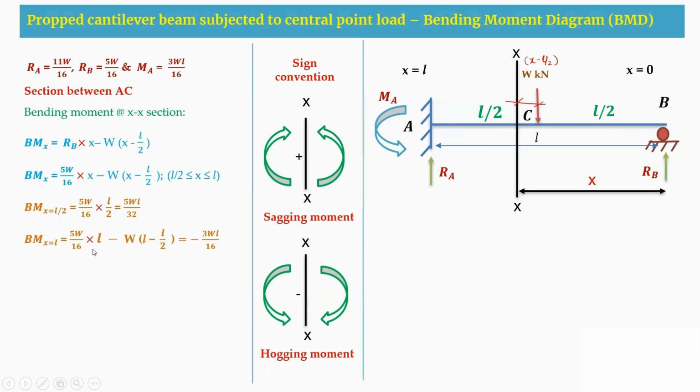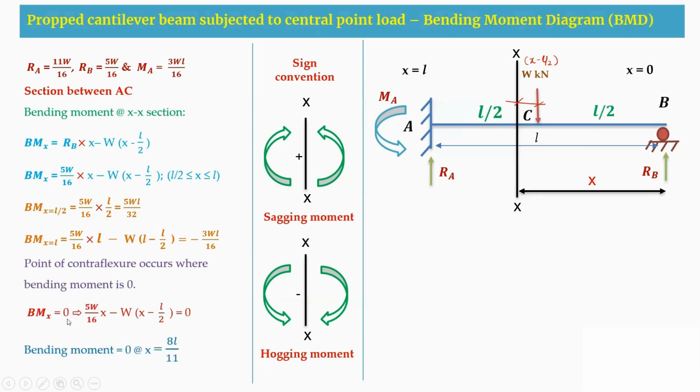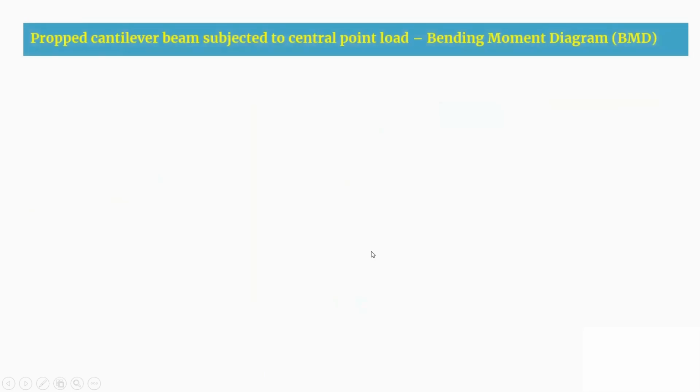So how do we find this zero moment? That one we'll also call the point of contraflexure. We equate this bending moment equation to 0. When we equate this to 0, we get x equal to 8L by 16. Therefore, x equal to 8L by 11, it is not 16. At x equal to 8L by 11, we get the bending moment to be 0. So this is how we are going to find it. After getting all these values, in the next slide, we are going to draw the bending moment diagram.